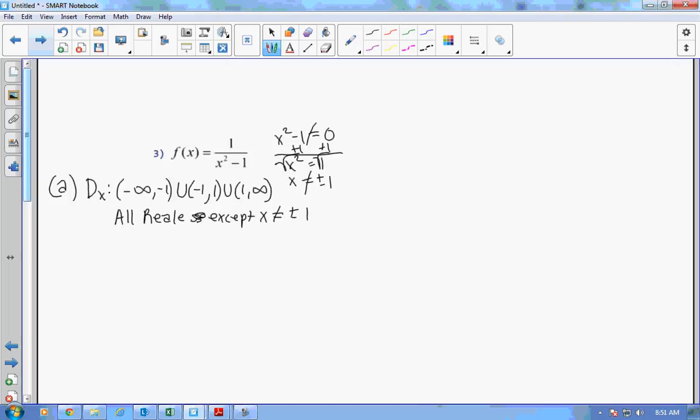But is there a symbol for all real numbers? Yeah, you could say the set of all real numbers such that x does not equal plus or minus 1. There's lots of ways to write domain. There's like 4 different methods to write domains and ranges.